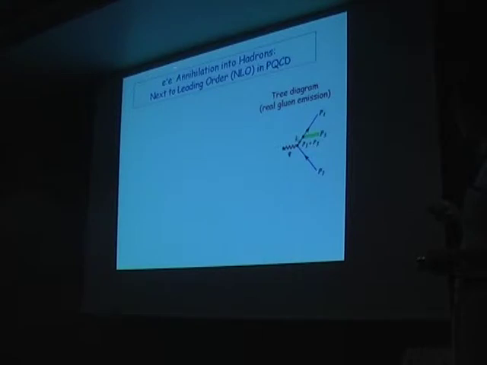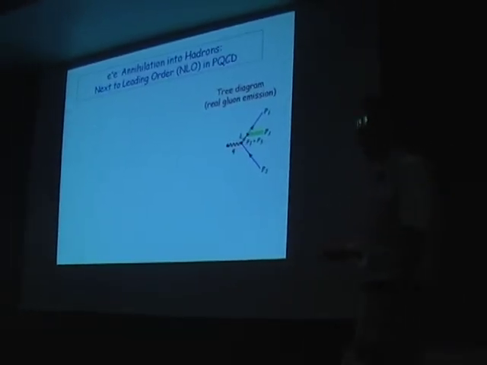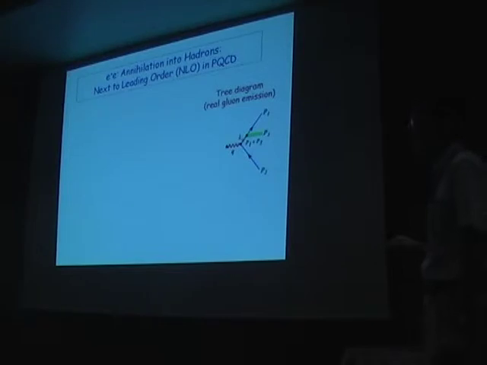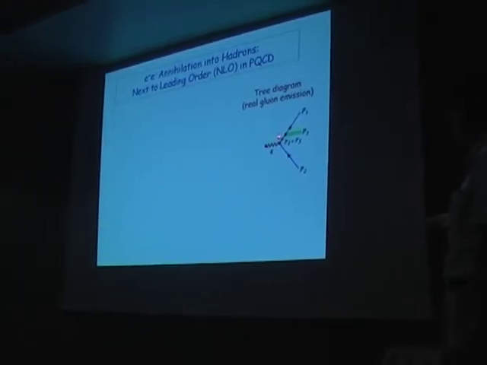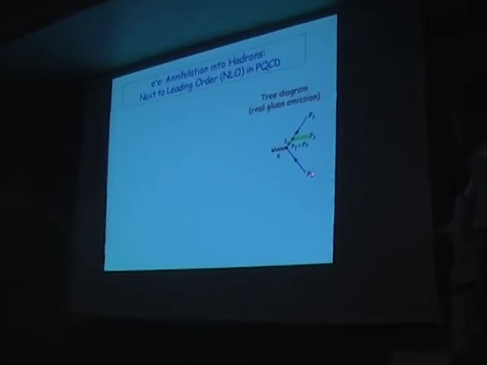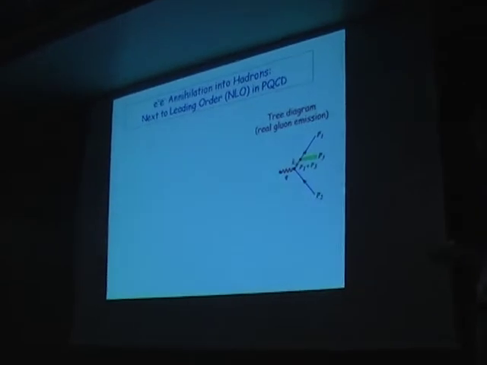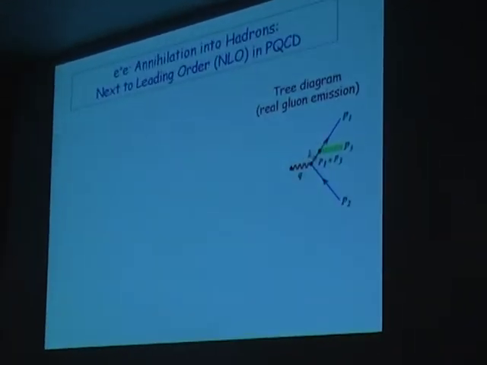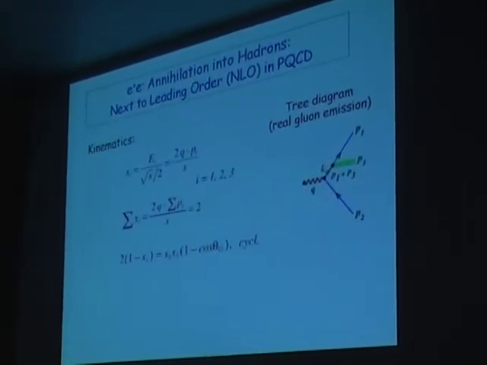Now, let's move to the next leading order. In the next-to-leading order in QCD, what can we calculate? And this is not necessarily what we observed. What we can calculate is e+ e- producing a pair of quarks and antiquarks, and then with the emission of the gluon. So a 2 to 3 process. This is what's called a tree diagram, which involves a real gluon emission.